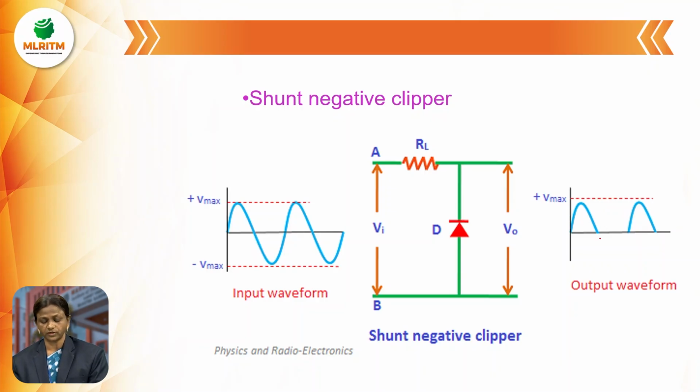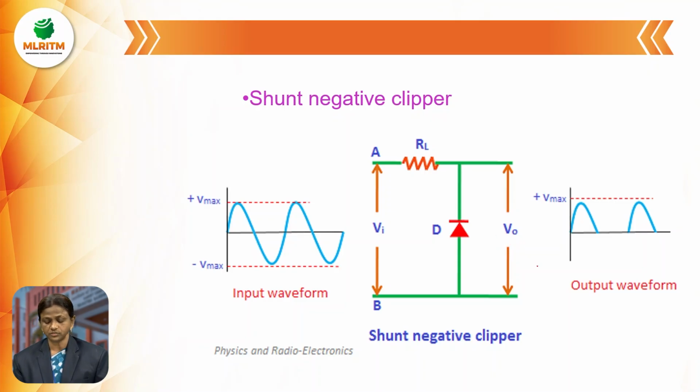So during negative half cycle, what happens to the circuit? During negative half cycle, terminal A becomes negative, terminal B becomes positive. Now negative terminal is connected to cathode of diode D through RL. So whenever negative terminal is connected to cathode of diode D through RL, diode D is in forward bias. Whenever diode D is in forward bias, in shunt connection, it acts as open circuit, corresponding output equal to 0.